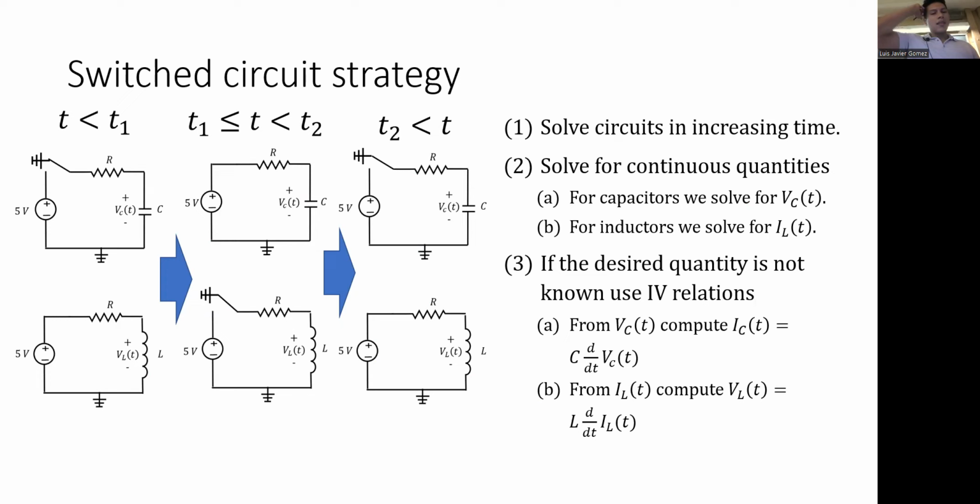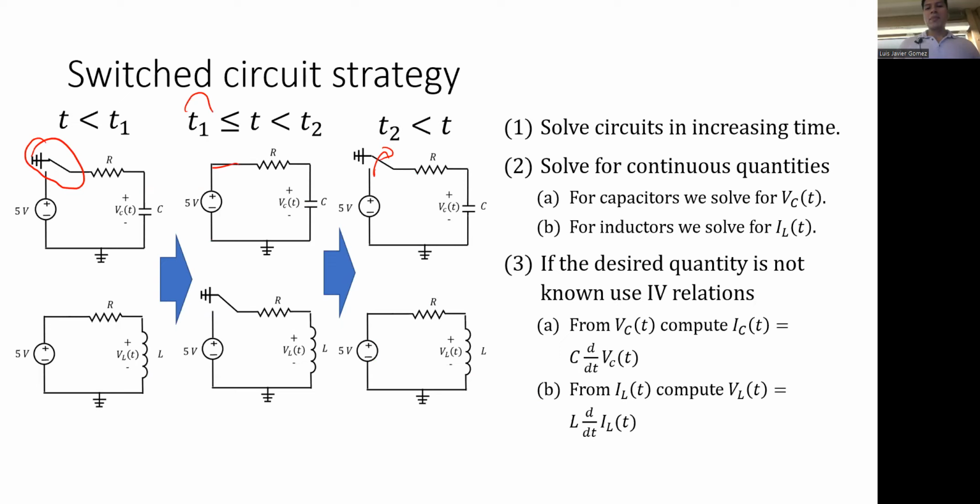So when we're solving switch circuits, what we mean by a switch circuit is a circuit that now has a switch. So now we can have resistors, capacitors, inductors, and switches. For example, this could be a light bulb, and right now it's off, and then you flip the switch at some time t1, and now it's on, and then you're done studying. So now you switch it back off. And that's basically what a switch circuit is.